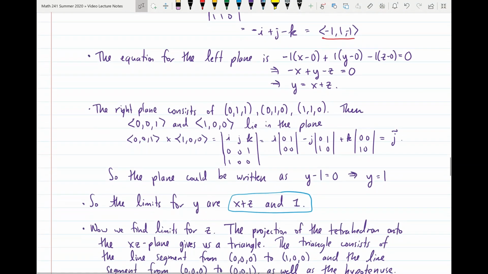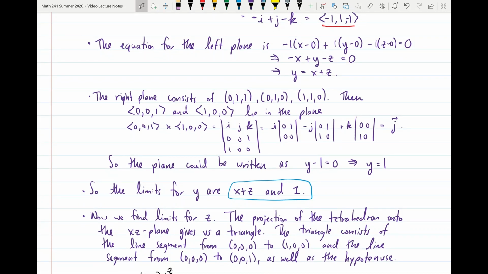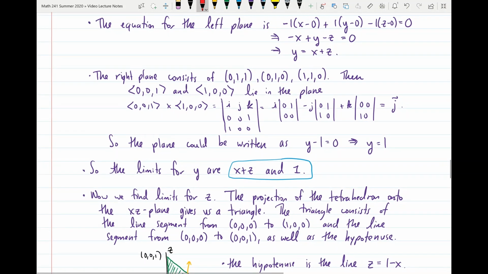So the right plane consists of 3 points as well. We have 0, 1, 1, 0, 1, 0, and 1, 1, 0. And so we have these 2 vectors that lie on the plane, the vectors 0, 0, 1 and 1, 0, 0. And if we take the cross product, we just get the vector j.